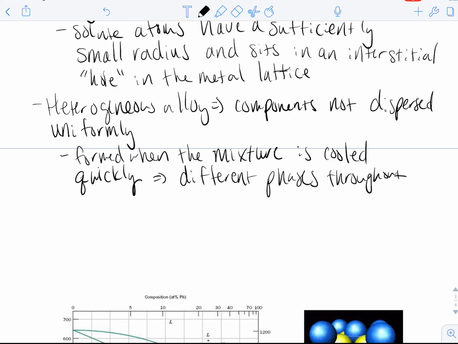Okay. The other thing we're going to look at is an intermetallic compound. So now we don't have a mixture, we have an actual compound form. This will have distinct properties because we have a definite composition.